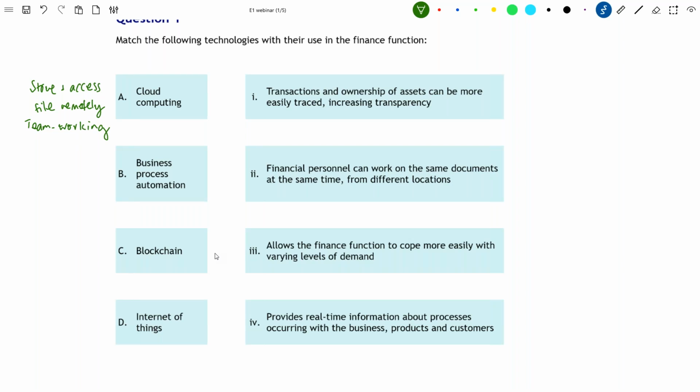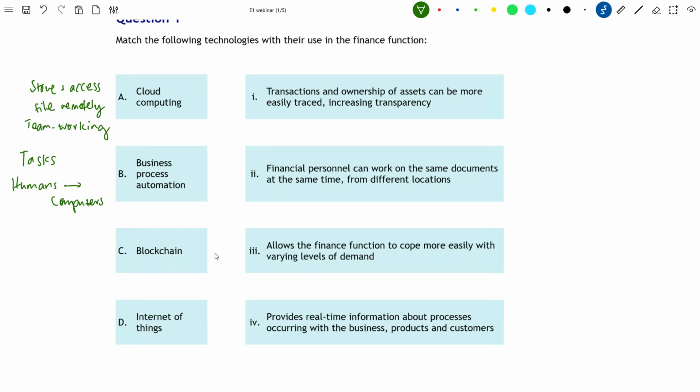Now let's take a look at the next one, business process automation. So business process automation is simply the transferring of tasks previously done by humans to computers. And this could be entire business processes or just elements of a process. So we've got tasks being transferred from humans to computers. Okay, so that's business process automation.